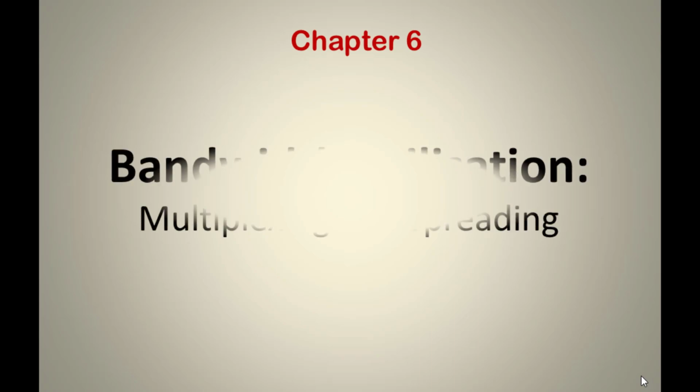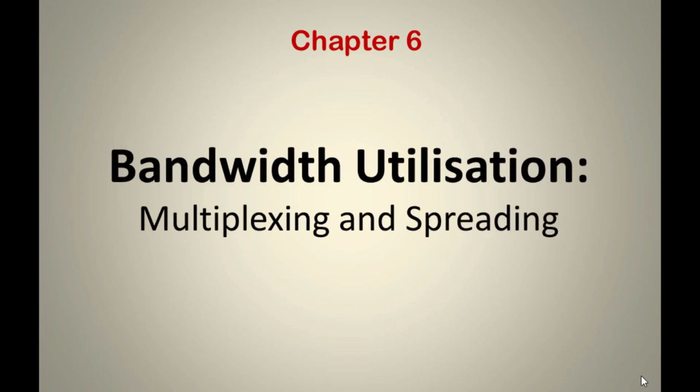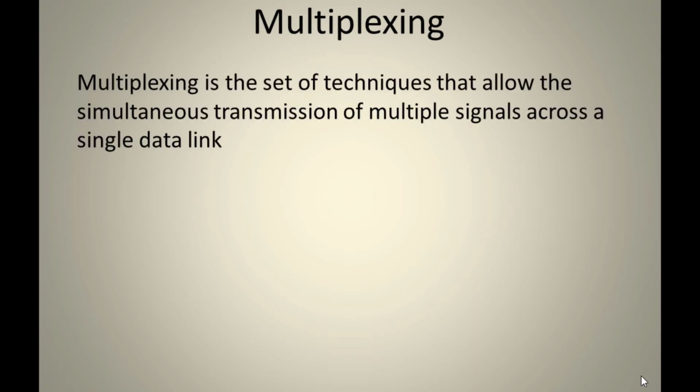In this particular session, we'll study bandwidth utilization using multiplexing, and the other topic is spreading. So what is multiplexing? Multiplexing is a set of techniques that allows the simultaneous transmission of multiple signals across a single data link. That data link may be a wired data link or a wireless data link, and we pass multiple signals through that particular single link. That is how we make good utilization of the link.